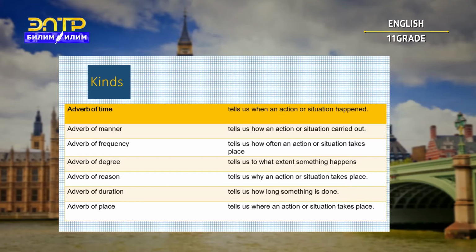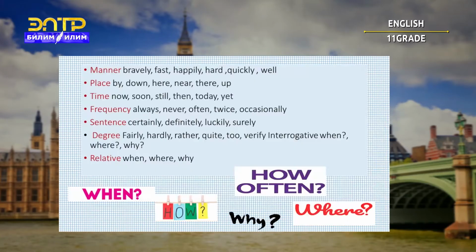Adverb of reason tells us why an action or situation takes place. Adverb of duration tells us how long something is done. And adverb of place tells us where an action or situation takes place. You see here, guys, adverbs are words which answer the questions when, how often, where, and why.